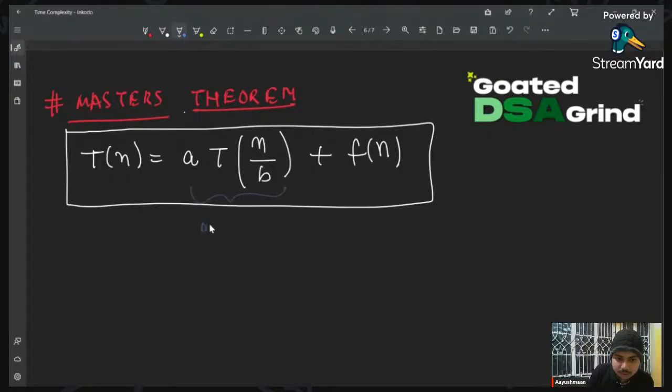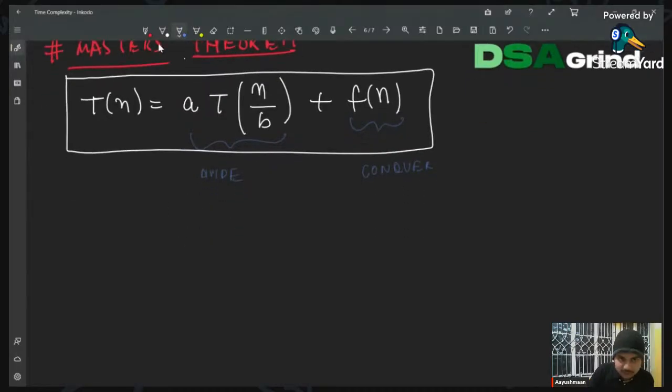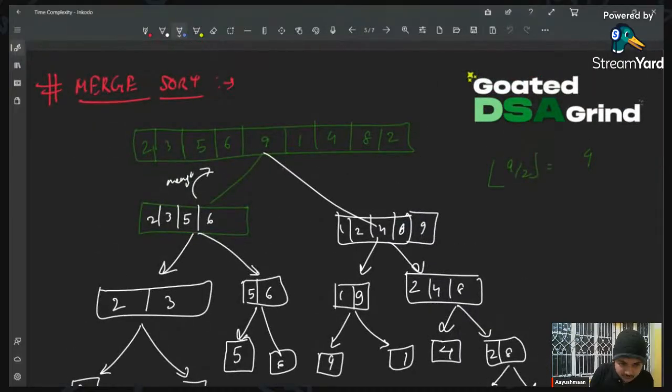This is the divide portion and this is the conquer portion. So conquer करने में जितना टाइम लग रहा है ना, वो होगा ये वाला पार्ट, और डिवाइड करने में जो टाइम लग रहा है वो ये वाला पार्ट होगा. इन मर्ज सॉर्ट वाले में भी हम लोग क्या कर रहे थे, ये डिवीजन कर रहे थे, बट जब मर्ज करते हैं ना तो वो कॉन्कर करते हैं.